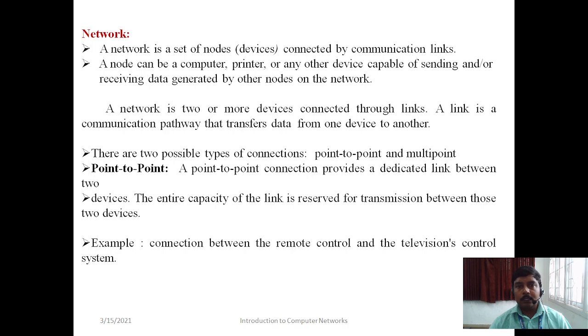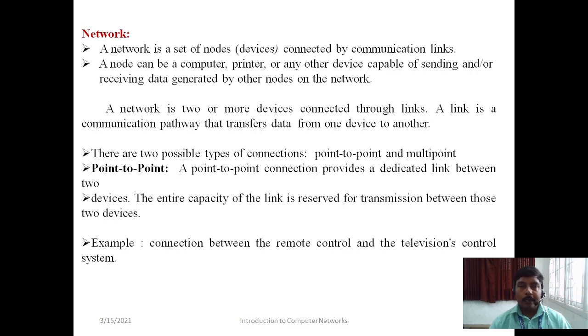So a network is two or more devices connected through links. A link is a communication pathway that transfers data from one device to another. So how you connect devices is very, very important. What type of connections are we going to use to connect devices? There are two possible types of connections, that is point-to-point and multi-point connections. These are the two standard connection types where the devices can connect to each other.